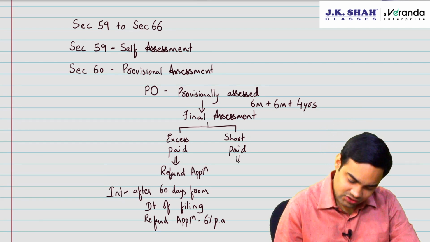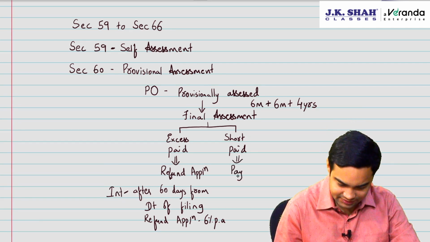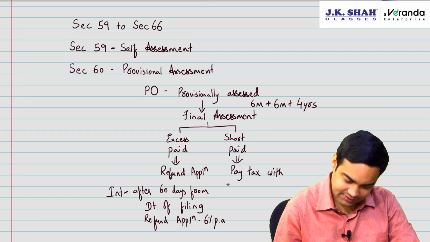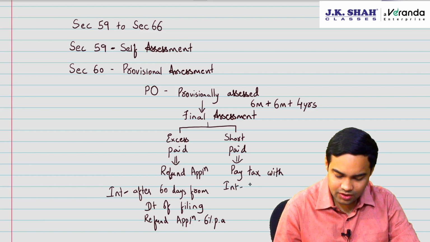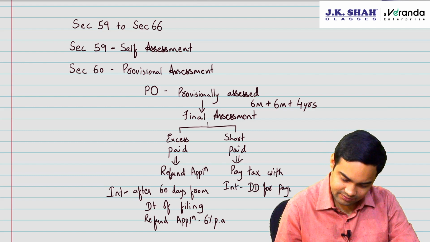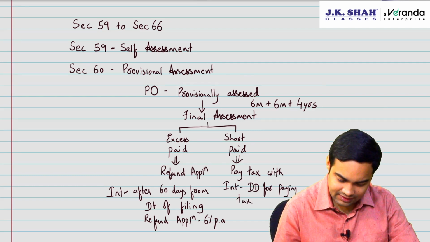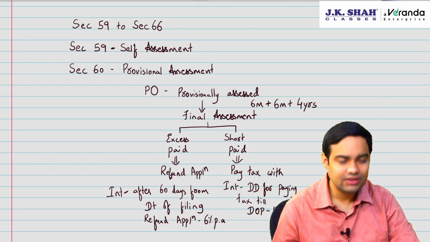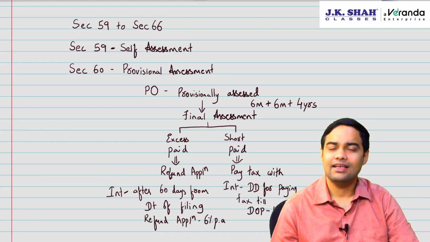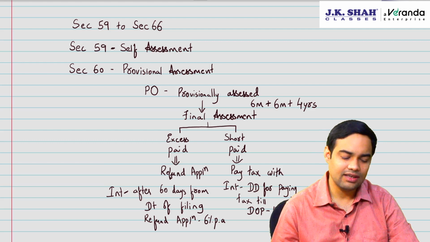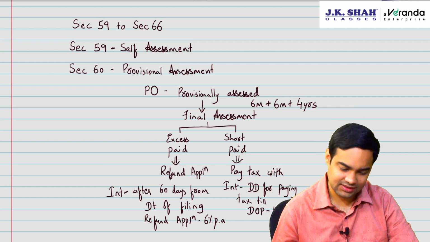Then if it is short paid, then you have to pay the difference tax with interest, and interest will be from the due date for payment of tax till the date of payment, and here the interest will be 18% per annum. Once you pay these, then the security which you have given will be released within 7 working days. So this is how the process of provisional assessment works.